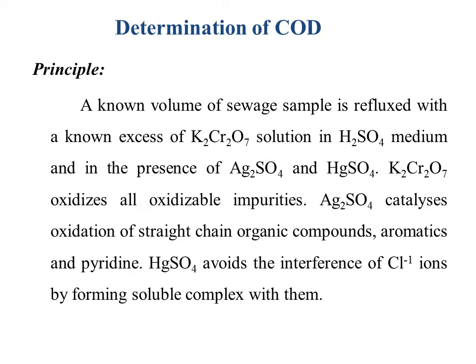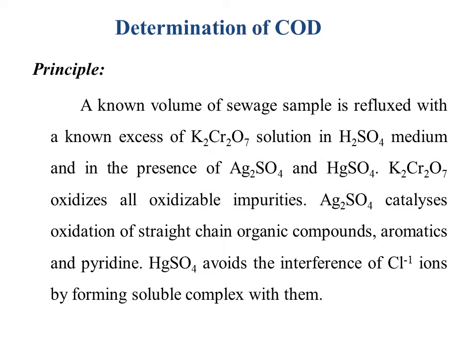A known volume of the sewage sample is taken. Excessive, but known volume of potassium dichromate. Excessive means here, say, for a sewage sample of about 25 ml or 50 ml, around 25 or 15 ml of potassium dichromate of known concentration, 0.25 or 0.5 normal, is added in the presence of sulfuric acid media. Along with that, silver sulfate and mercury sulfate are added. Each and everything I am going to explain here.